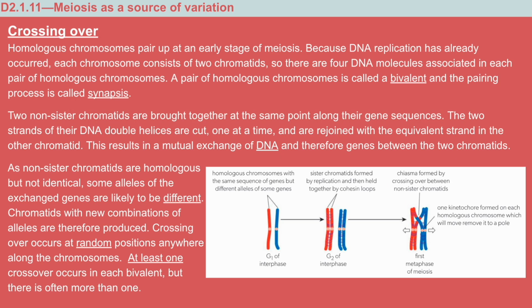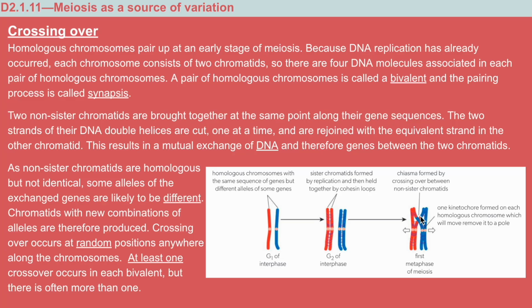What about crossing over? Now, crossing over occurs during prophase 1, when our homologous chromosomes pair up next to each other in preparation to be split, and this is called a bivalent. When it's paired, that's called synapsis, and we can see 2 non-sister chromatids exchanging genetic information. Crossing over can occur at any position along the chromosome. At least one crossover occurs in each bivalent. There's often more than one.